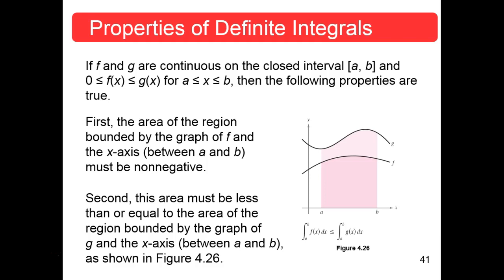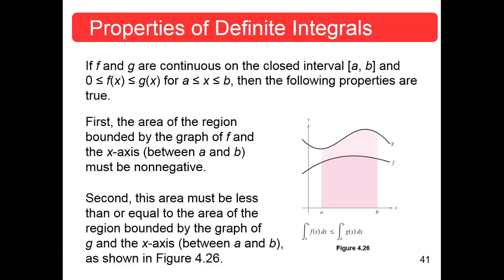Okay? First, the area of the region bounded by the graph of f and the x-axis has to be non-negative because we said f is continuous and f is greater than 0. So that has to be non-negative. Okay? Second, that area must be less than or equal to the area of the region bounded by the graph of g, because g was greater than f everywhere, so the area's got to be greater everywhere or equal. Okay? So this then leads to something else.